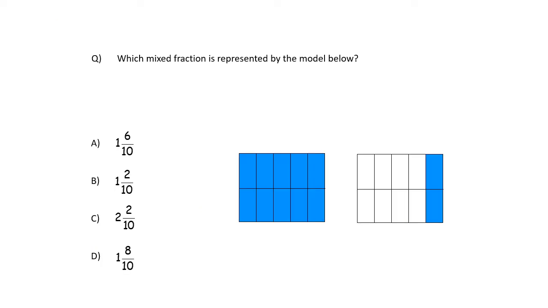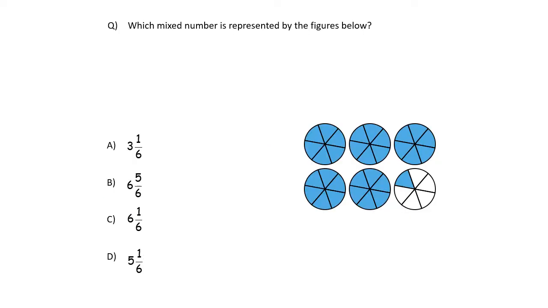So let's do one example. Which mixed fraction is represented by the model below? You see very well, this is one whole, right? And in this case, 1, 2, 3, 4, 5, 6, 7, 8, 9, 10, and you are shading just 2 of them. So this represents 2/10. So it is 1 whole and 2/10. This is the representation of this diagram.